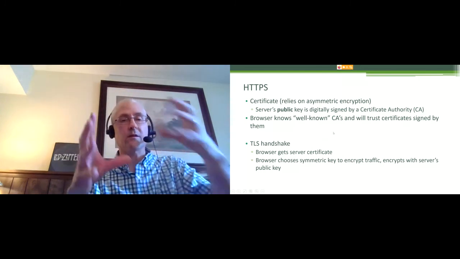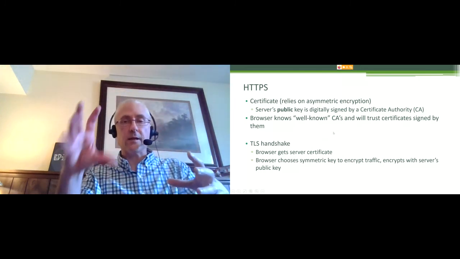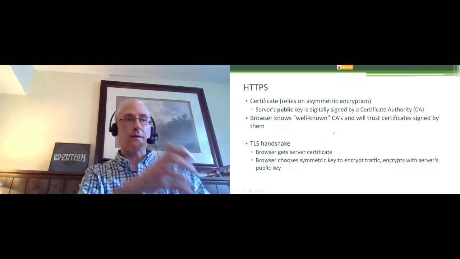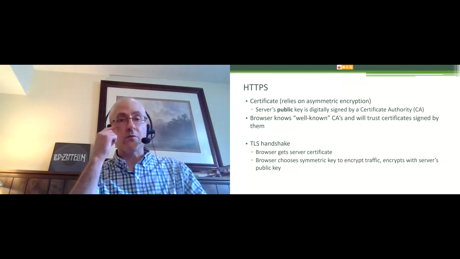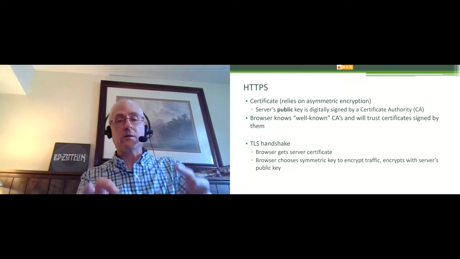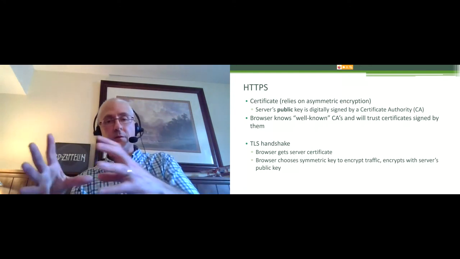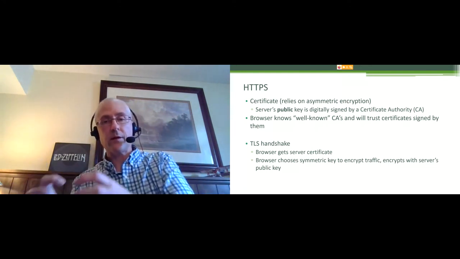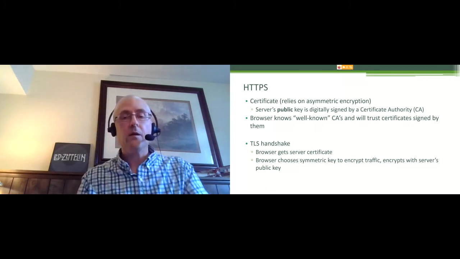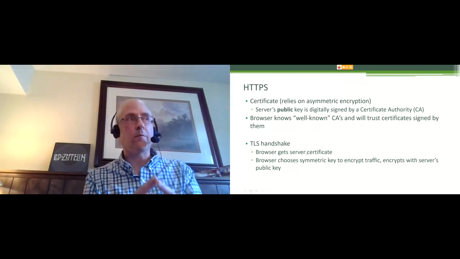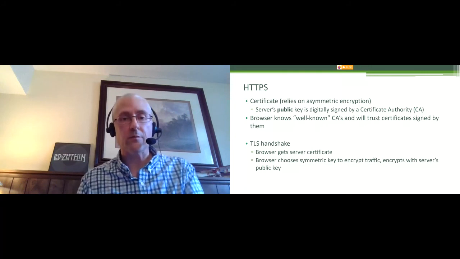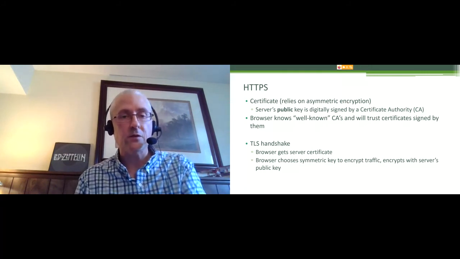When a browser comes to my website, browsers have a built-in set of well-known certificate authorities. So they will come get the certificate. They'll see it's Let's Encrypt. They know Let's Encrypt's public key, so they can prove that they signed it. Once they believe it hasn't been tampered with and it was signed by a well-known certificate authority, they pull out my public key. They don't want to use my public key to do the actual encryption because we know that asymmetric is too slow.